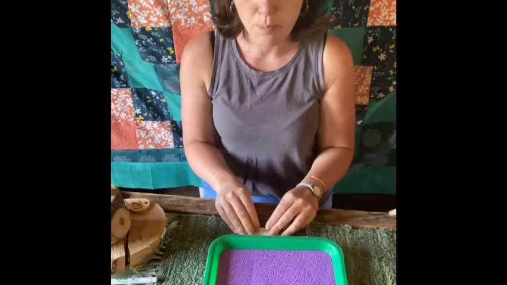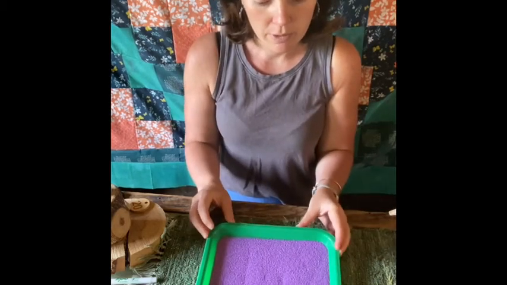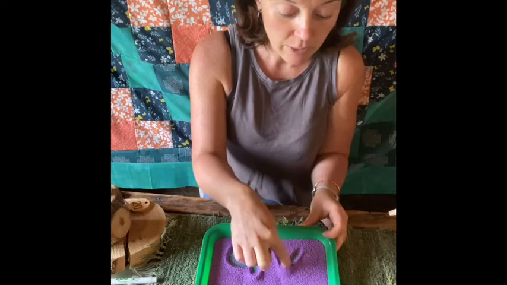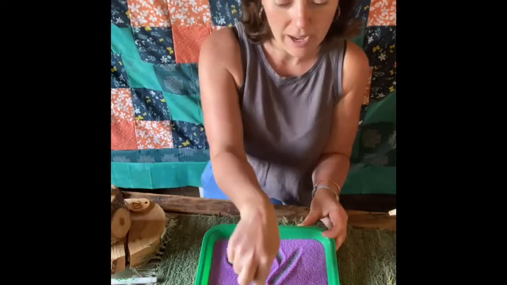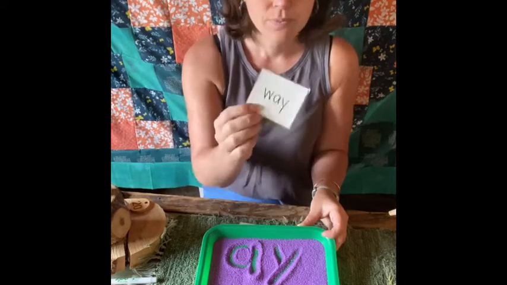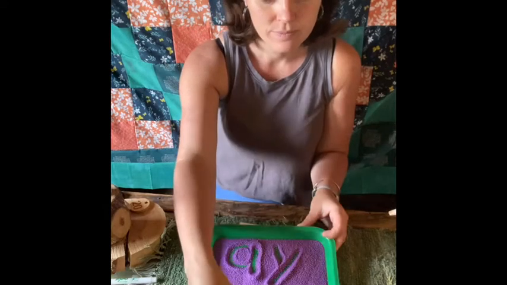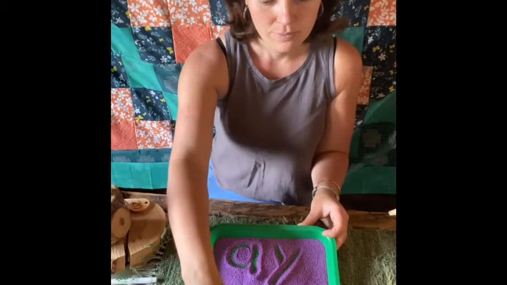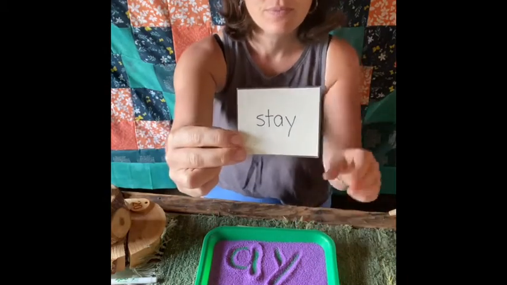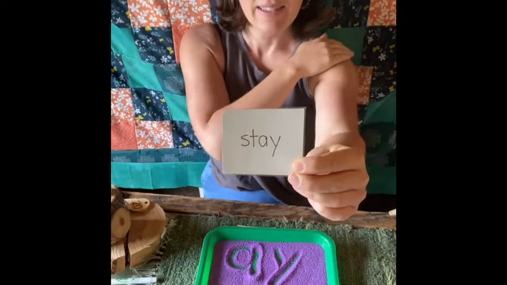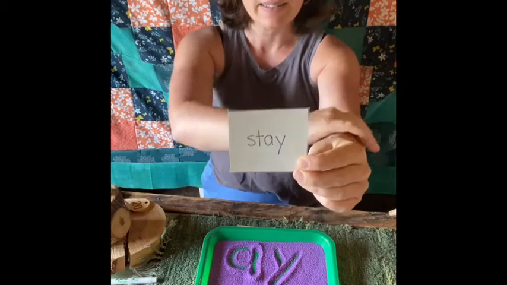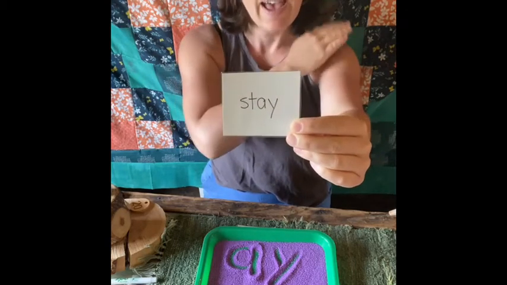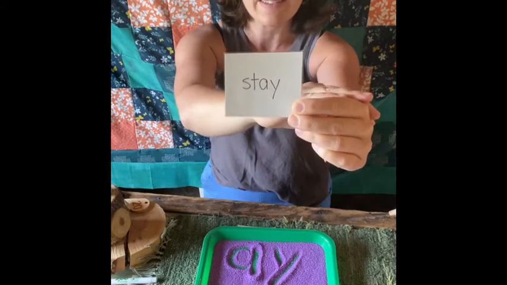All right, let's go over the ones that we've already learned. And something special about these words, remember, all of them are ending with the same 2 letters. And these 2 letters, when they work together, say A. A-Y says A. Way. Day. Okay. And today's word is stay. S-T-A-Y, stay. S-T-A-Y, stay. S-T-A-Y says stay.